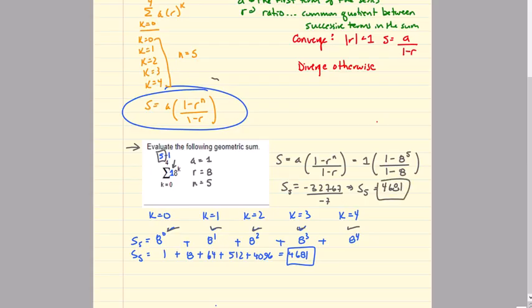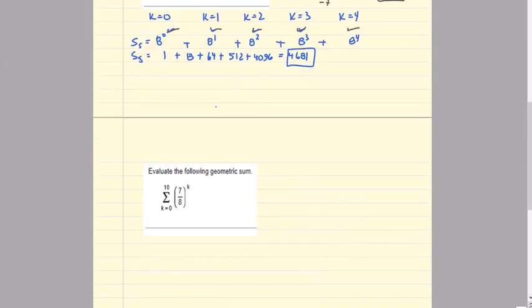I kind of like doing them by hand, but if this was, let's say, k equals 0 to 50, I wouldn't want to do that by hand. I think the shortcut would be a lot easier for me there. So these are kind of fun to work with. And it's always nice to do, like I said, a couple by hand so you get an idea of really what the formulas are doing.